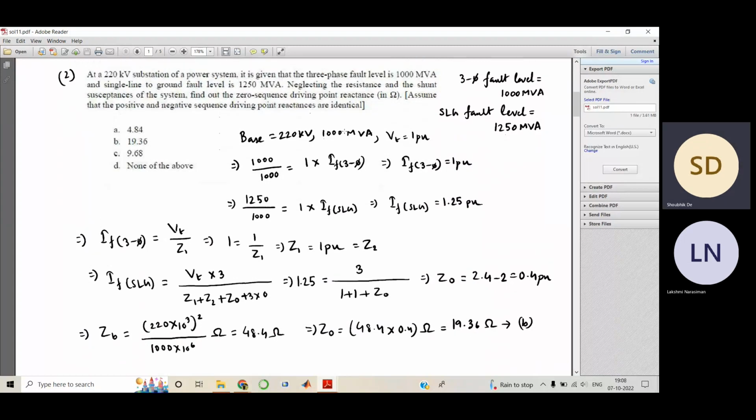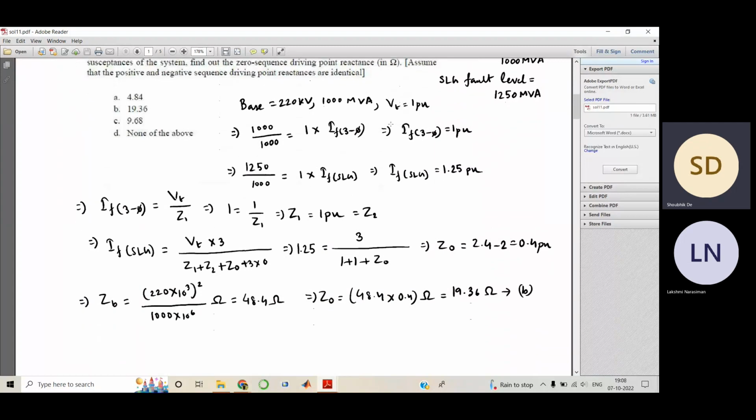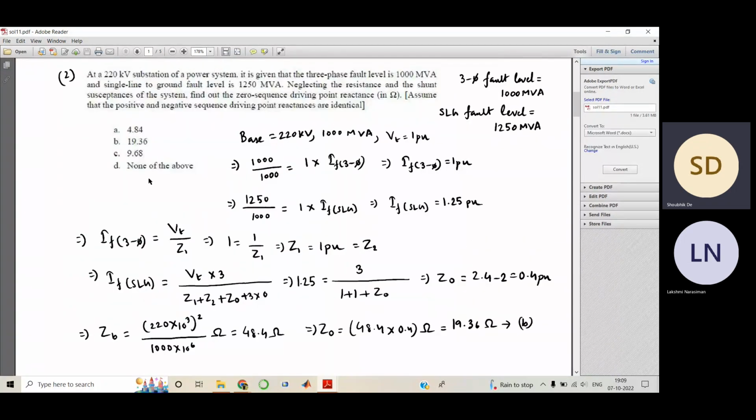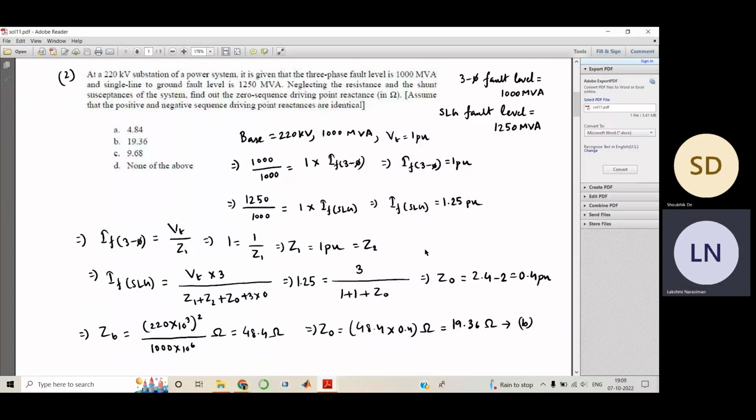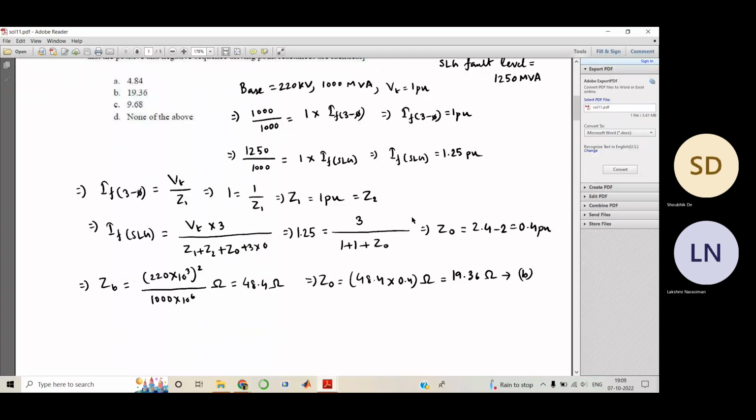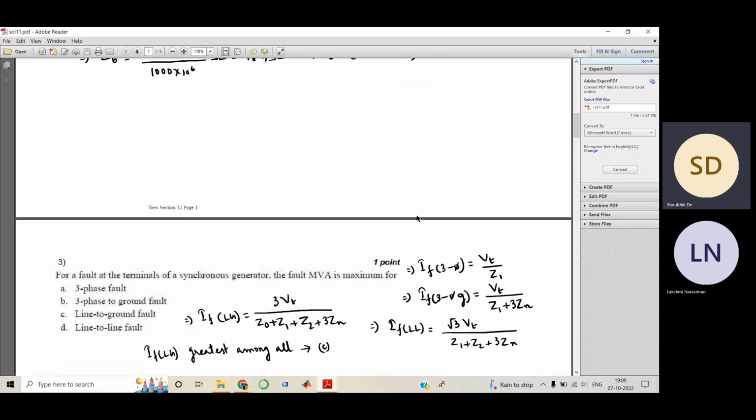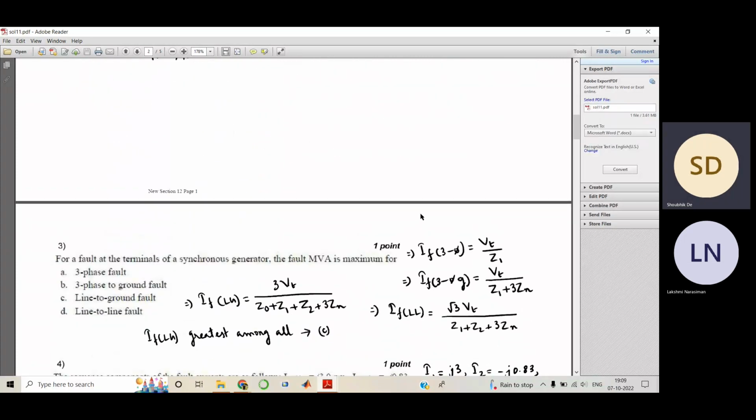And here they have told to find out the value in ohm, right? So I found out the base reactance, base impedance basically, from this, and multiplied this with the per unit value of Z0. So this came out to be 19.36 ohm, which is your option number B. So I hope this calculation we did here was clear. Okay, now let us go to question number 3.